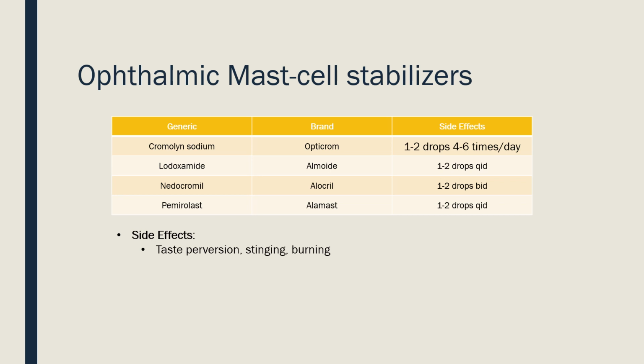Ocular mast cell stabilizers have moderate efficacy when compared to ocular antihistamines with or without mast cell stabilization properties. Full efficacy is reached in 5 to 14 days after therapy has been initiated, and therefore these medications are not useful for acute symptoms. These agents may be used for up to 3 months.